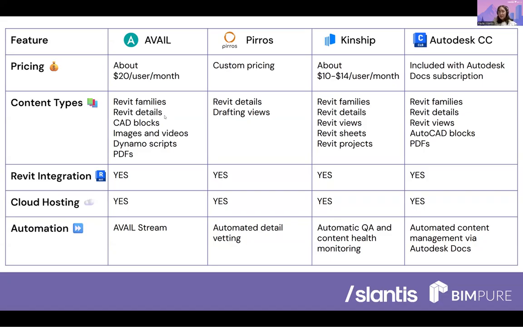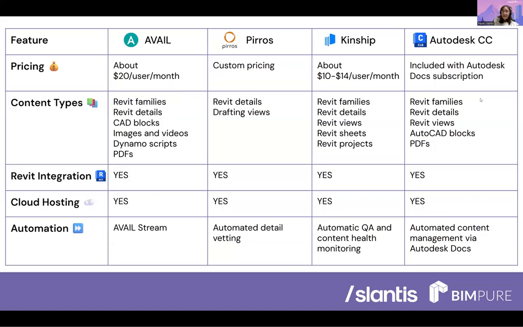So approximately $20 for Avail, $10 if you're a Revit-only user, and $14 for enterprise, I think, for Kinship. And Content Catalog, sorry, comes with the Construction Cloud Autodesk Docs subscription.